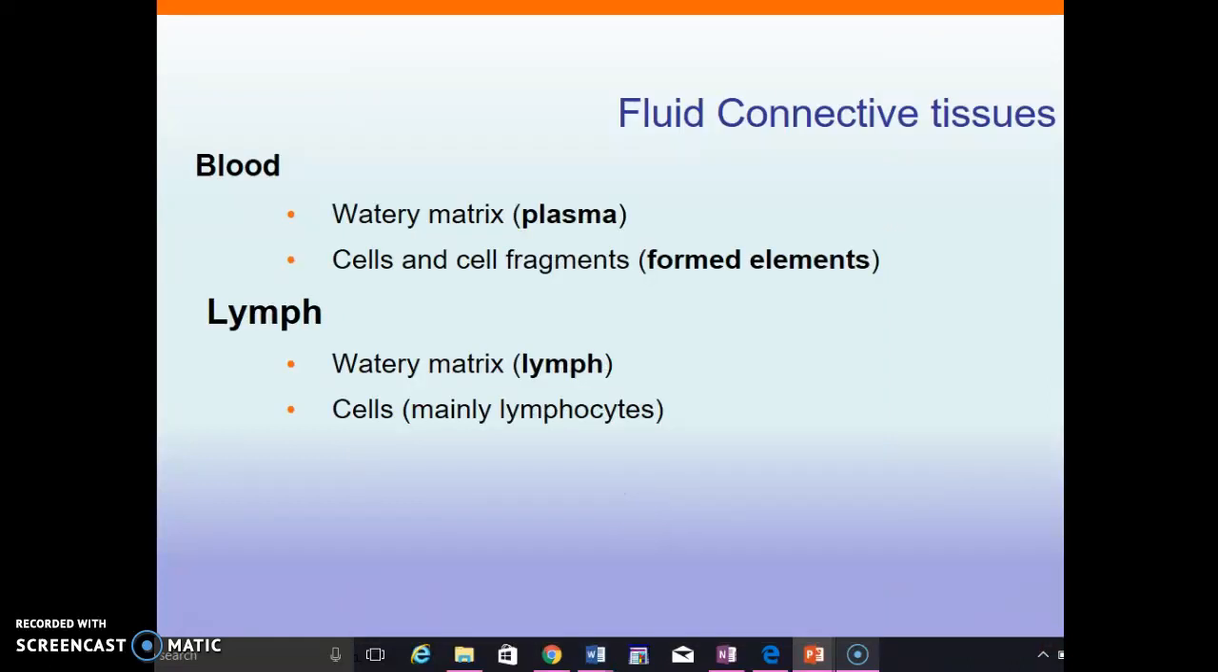The two types of fluid connective tissue are blood and lymph. In blood, the matrix is the plasma, and the cells and cell fragments are called formed elements. This is because some of the cells are not true cells, such as the red blood cell. It's lost its nucleus. It's not a complete cell anymore. White blood cells are there. There are 5 different types. And platelets are just cell fragments. Lymph consists of the watery matrix called lymph, and the cells are lymphocytes or white blood cells.